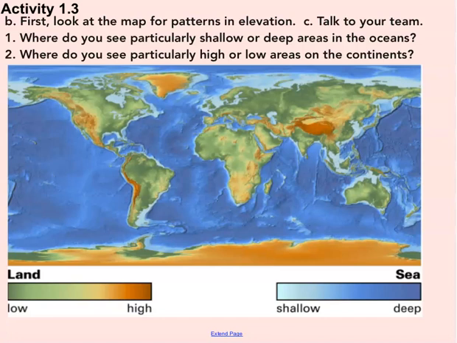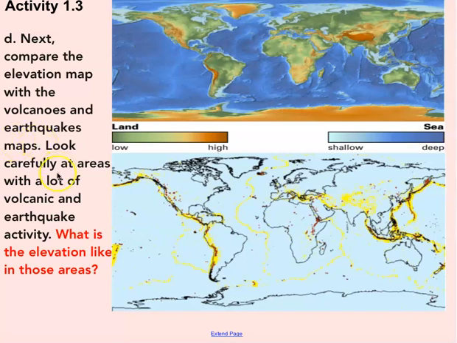What patterns do you notice in elevation? So we're going to come back to it and discuss this in a little bit. So when we move on, letter D in the procedure says, compare the elevation map with the volcano and earthquake maps. So this is what you just saw. And this is all the elevations that you saw with the land and with the ocean.